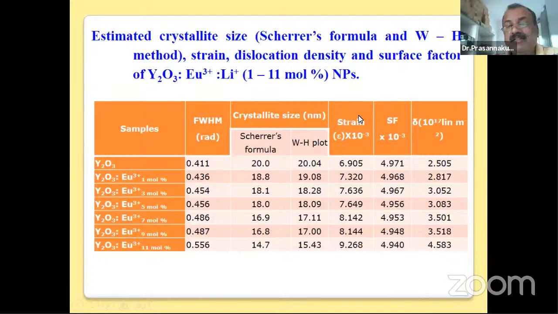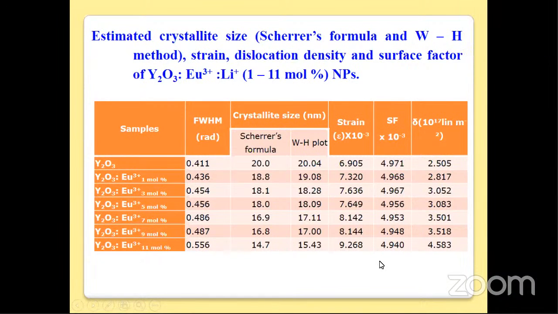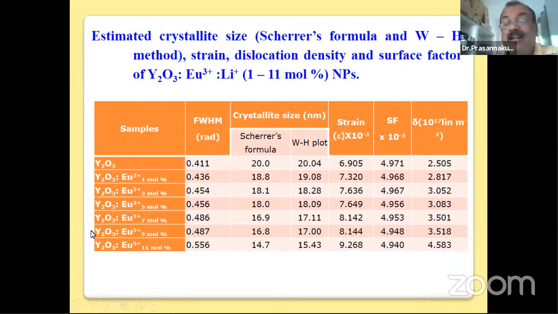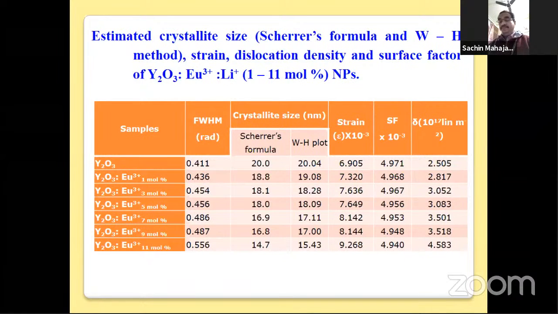This is not surface structure, it is the surface factor. Sir, stoichiometrically calculated europium is incorporated into the host material. As the dopant increases, the surface factor almost remains the same. It explains. Okay. Thank you, Irfan, sir.